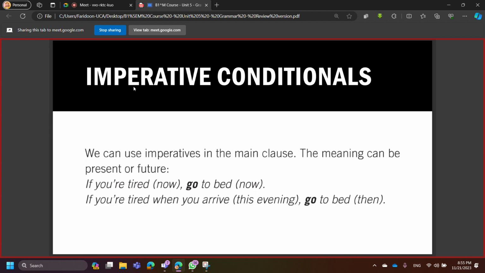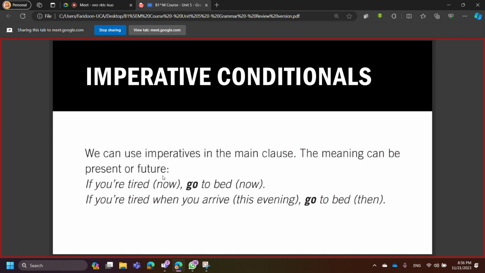Okay. So what about imperative conditionals? I know it might be kind of new for some of you, so let's talk about it. We can use imperatives in the main clause, and the meaning can be present or future. This is called imperative conditionals. For instance, if you're tired now, go to bed now. See, this one is talking about the present. But what about the future one? If you're tired when you arrive, which you haven't arrived yet because maybe you haven't even left yet, so if you're tired when you arrive, go to bed. Again, then it's about the future.